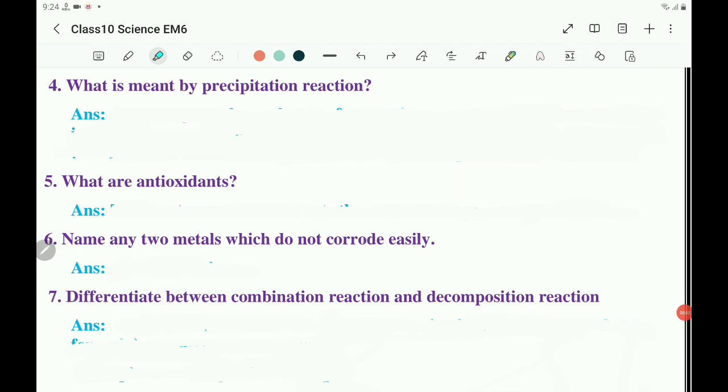Here is a word, precipitation, means precipitate. Precipitate means the substance which is insoluble in water. The reaction in which precipitate is formed is called precipitation reaction. When the precipitation reaction takes place, clear solutions of two ionic compounds are mixed. Then there is a formation of a substance which is insoluble in water, and that is nothing but precipitate.